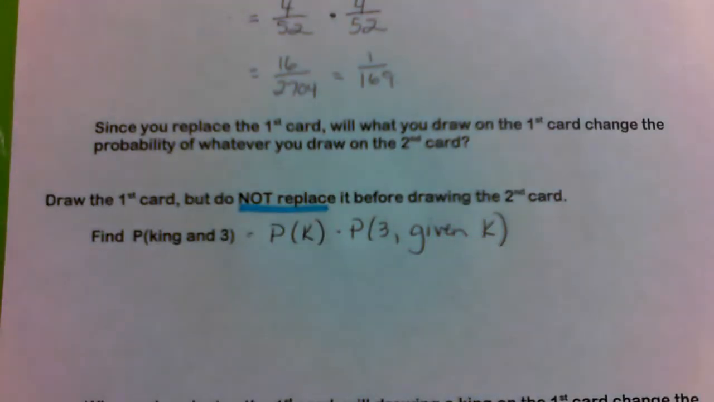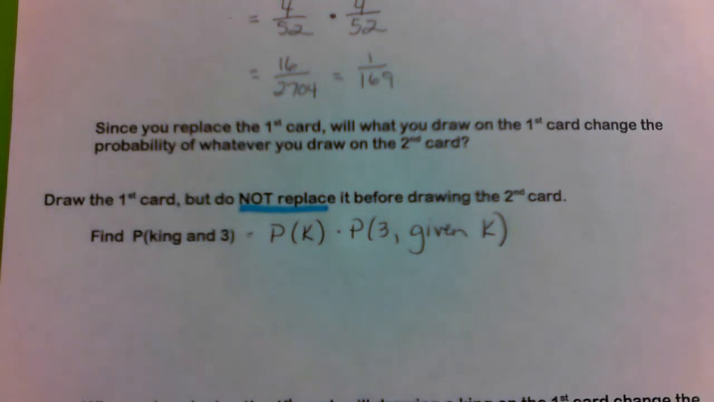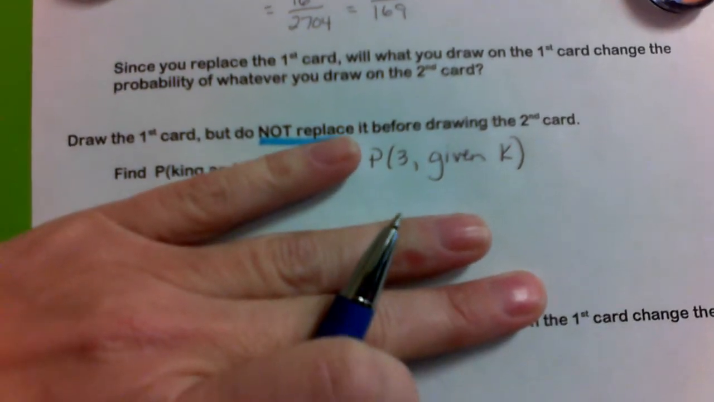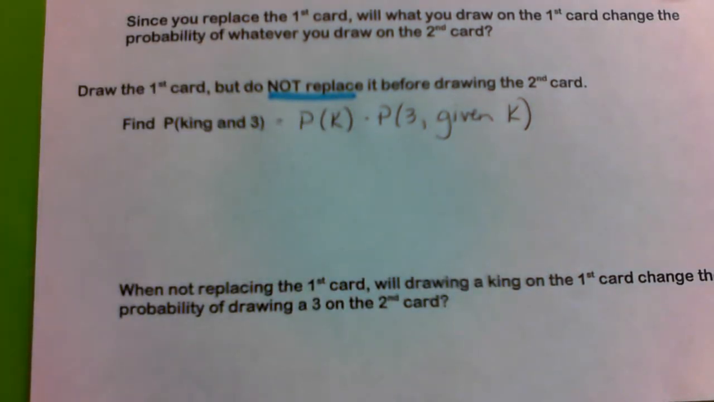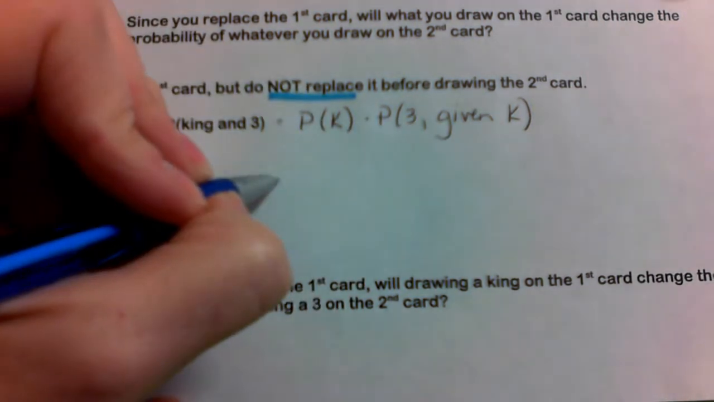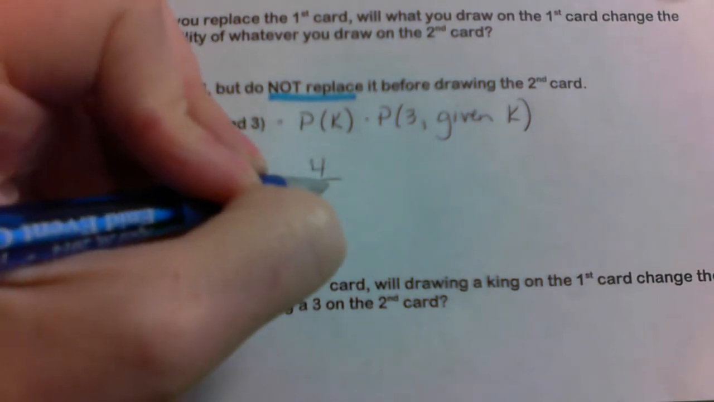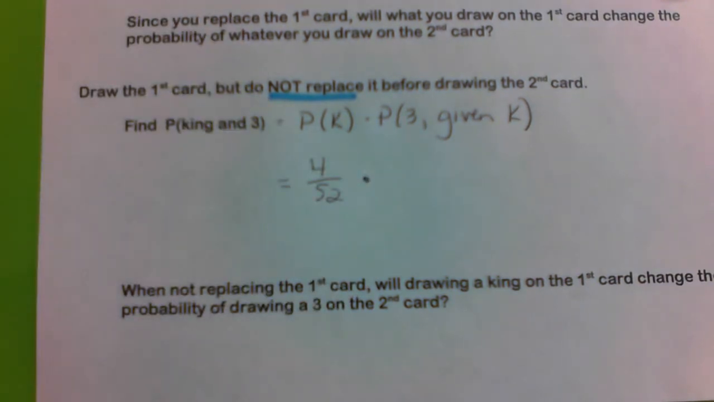Now, this is talking about since you replaced the first card, then on the second draw you still had 52 cards. Now what I want to look at is still the drawing a king and a 3, but this time do not replace the card. So we still have the probability of a king times the probability of a 3 given a king. Okay, so on my first draw, what's the probability I get a king? Well, there's still 4 kings in the deck, 52 cards. Now, the difference in this one is, assume you drew a king and you will keep that king. You do not put it back in the deck of cards.